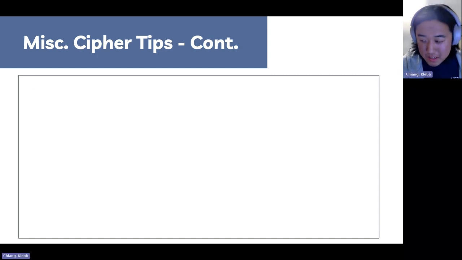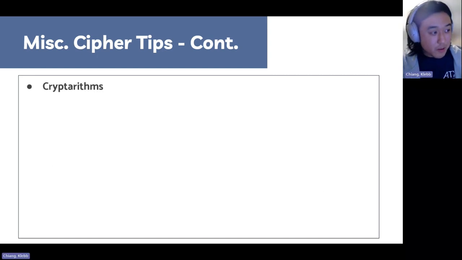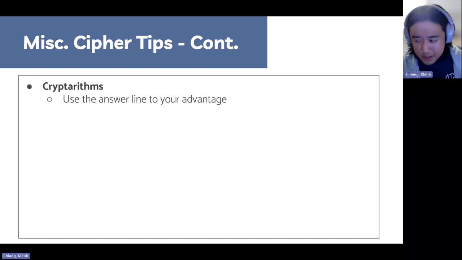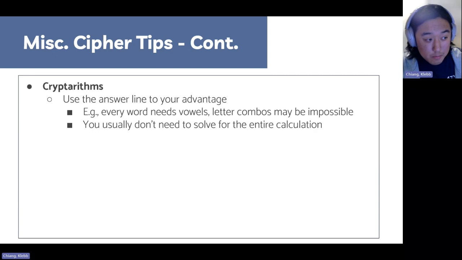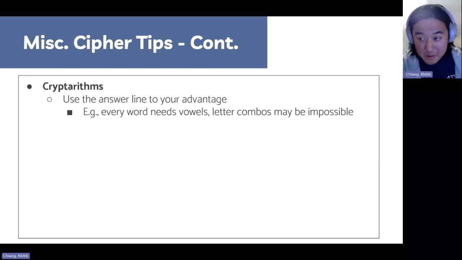Some more miscellaneous cipher tips. We're gonna go kind of quick. Character rhythms. Use the answer line. I think this is somewhat obvious, and most teams do this, but just keep that in mind. Use the answer line to your advantage. For example, every word needs vowels. So if you're getting a bunch of consonants in one word, check if one of the vowels fits that number.